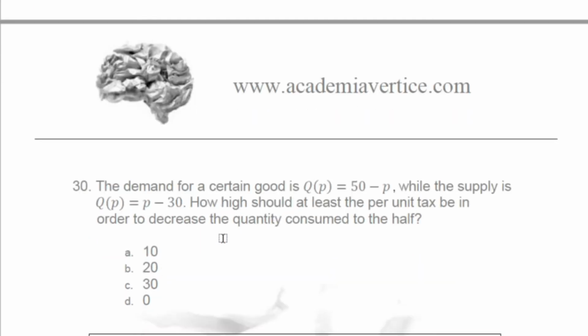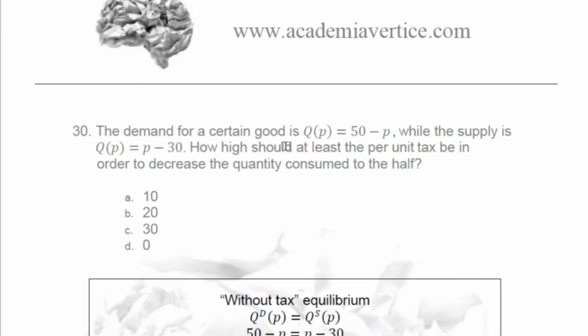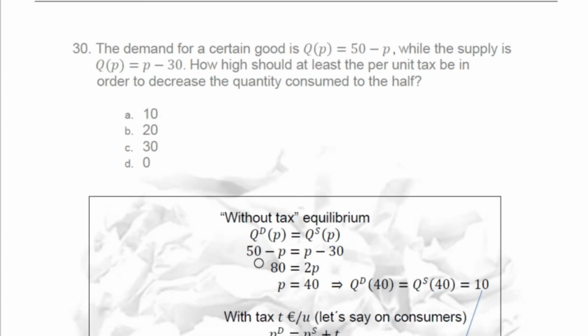Question 30. The demand for a certain good is 50 minus P, while the supply is P minus 30. How high should the per unit tax be at least in order to decrease the quantity consumed to half? Well, we need to know the equilibrium without this tax. The quantity demanded is 50 minus P, the quantity supplied is P minus 30, then 80 equals 2P, P equals 40. The price is 40 before the tax, so the quantity demanded and supplied is 10. This is the equilibrium.